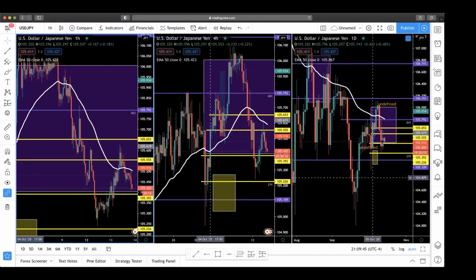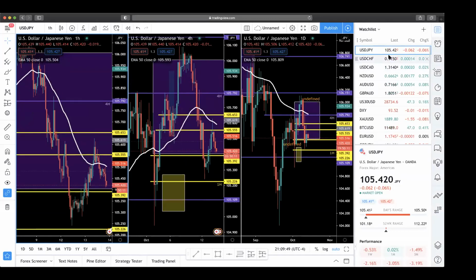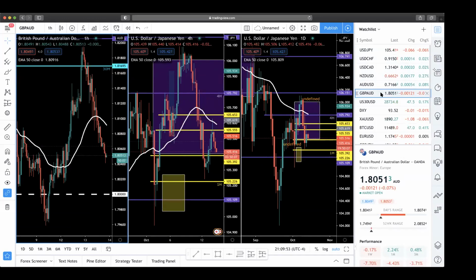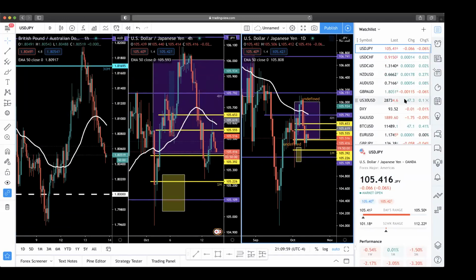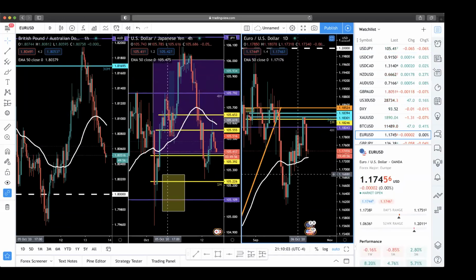So this is already marked up. I'm not really going to use UJ. Let me find something else for you. How about EU? I don't really trade EU, but I will trade EU. Thank you. You're very welcome.